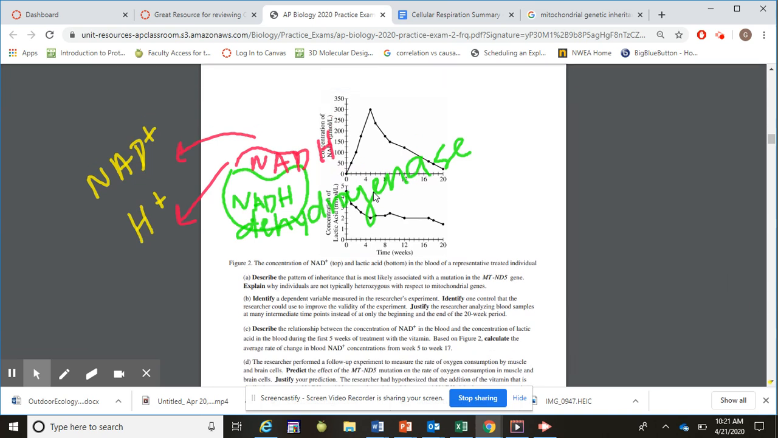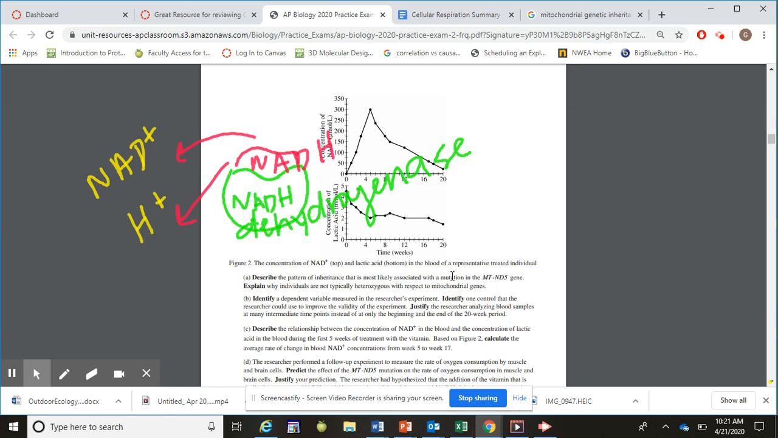Describe the pattern of inheritance that is most likely associated with a mutation in this gene. Explain why individuals are not typically heterozygous with respect to mitochondrial genes. So it tells us it's a mitochondrial gene. This isn't something I was able to go over a lot because it was in the little online unit that you guys watch videos on non-Mendelian genetics patterns.